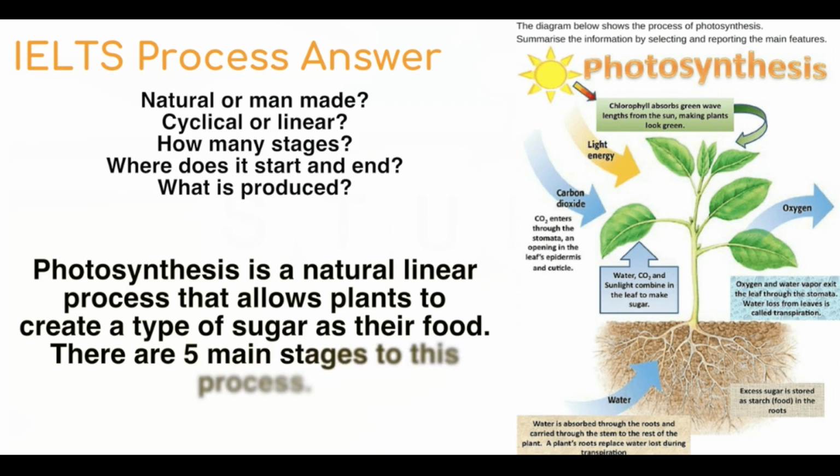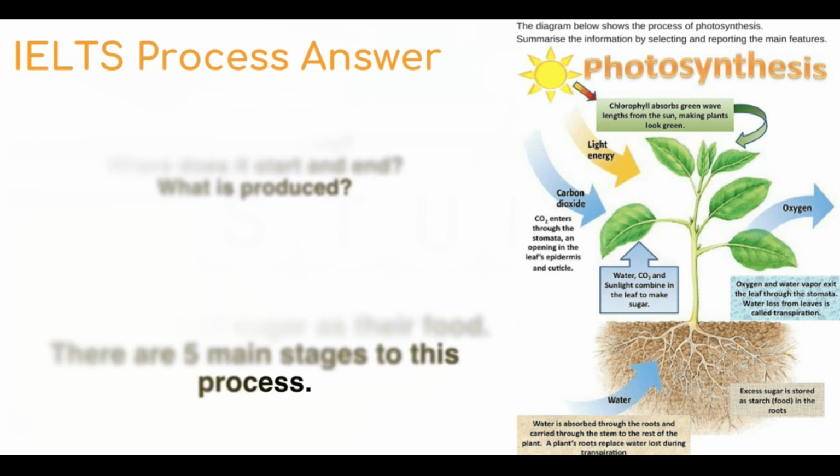Here's my overview. Photosynthesis is a natural linear process that allows plants to create a type of sugar as their food. There are 5 main stages to this process. Again, the overview is nothing too specific. We'll save that for our detailed paragraphs.